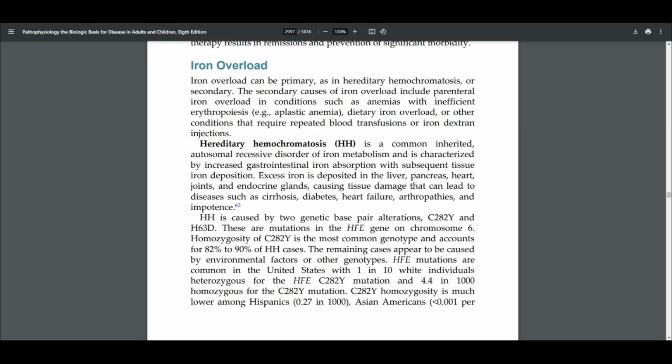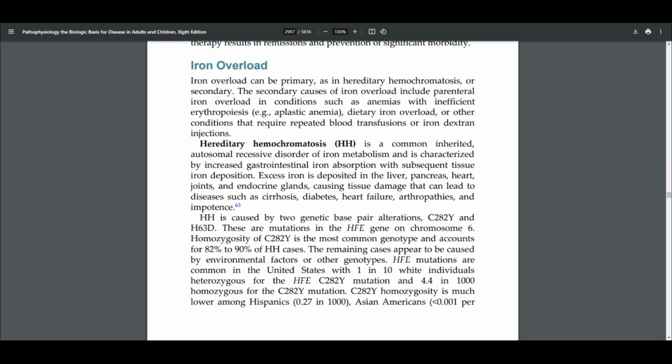Bringing us to iron overload. Iron overload can be primary in hereditary hemochromatosis or secondary. The secondary causes of iron overload include parenteral iron overload in conditions such as anemias with inefficient erythropoiesis, dietary iron overload, or other conditions that require repeated blood transfusion or iron dextran injections. Hereditary hemochromatosis is a common inherited autosomal recessive disorder of iron metabolism and is characterized by increased gastrointestinal iron absorption with subsequent tissue iron depositions.